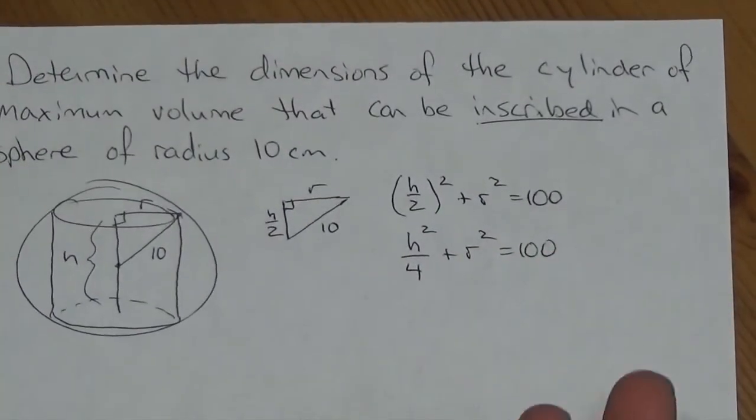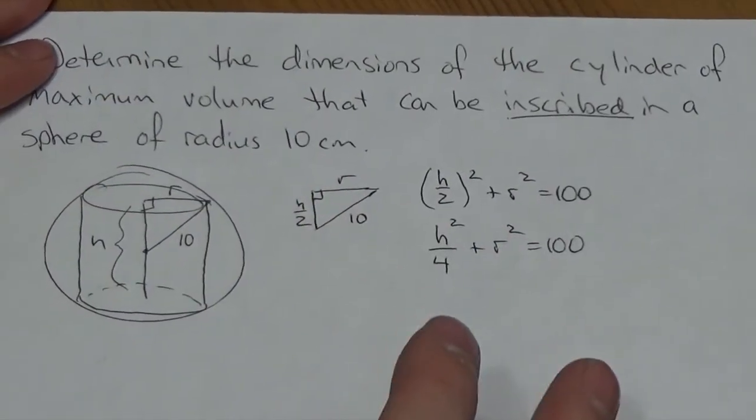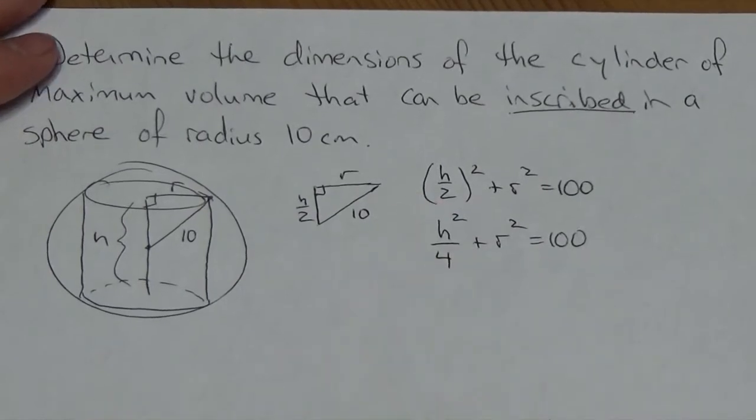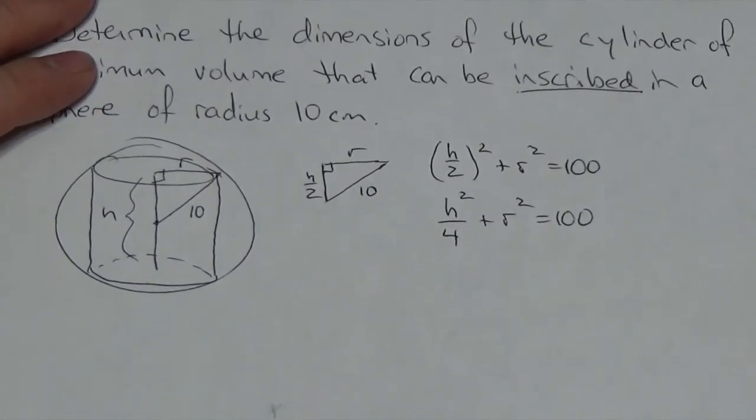Good. So that's the relationship between h and r that I find because this cylinder is being inscribed in a sphere. Now, if I want the maximum volume, then I need an expression for volume.